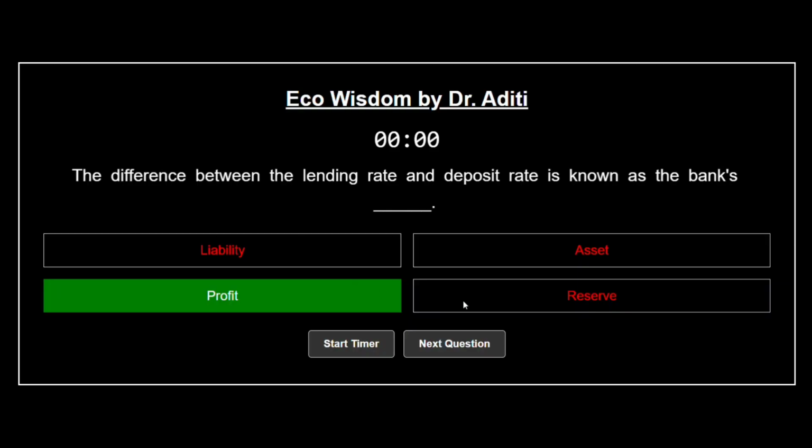It is profit. So lending rate means basically when the banks give loans to consumers, then at that point of time there is some rate at which these loans have to be repaid. And then there is deposit rate. So whenever you are depositing your money in the bank, you get some rate of return or some interest rate on the money which you have kept in the bank deposits, and the difference between these two is basically the bank's profits.